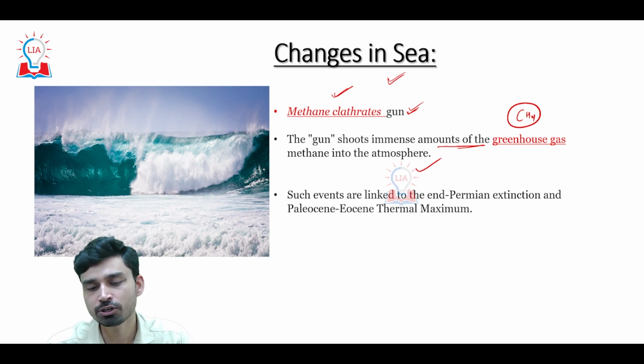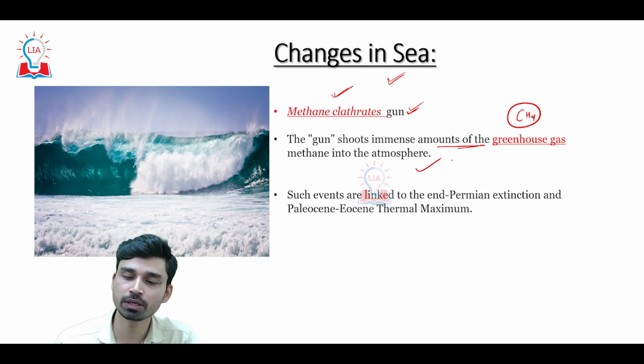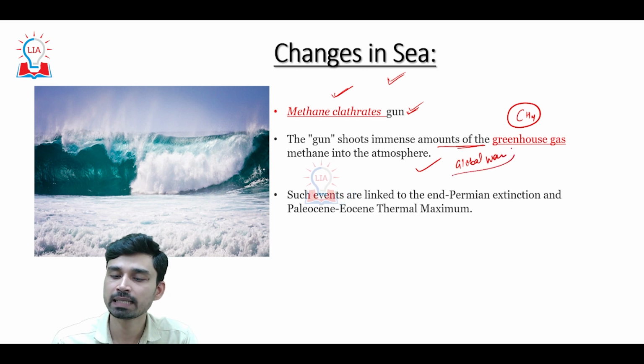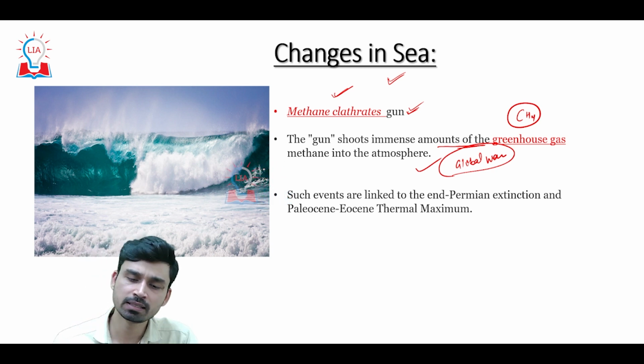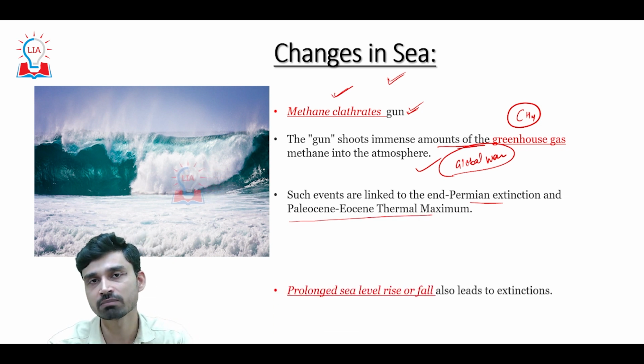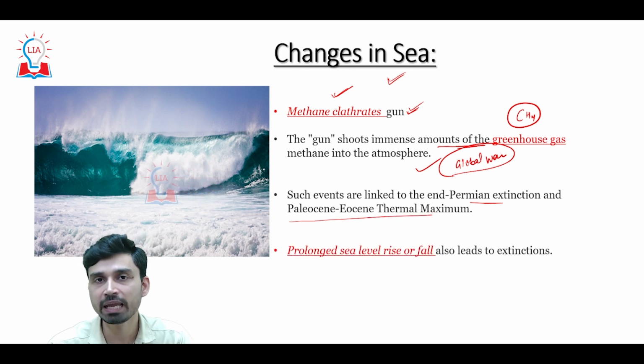And as the concentration of greenhouse gases increases in the atmosphere, we can understand that the impact of global warming can become more severe. That can cause melting of glaciers, rise in sea level, and thus obviously a threat to the life that exists on the Earth. Such events are linked to the end-Permian extinction and the Paleocene-Eocene Thermal Maximum extinction.